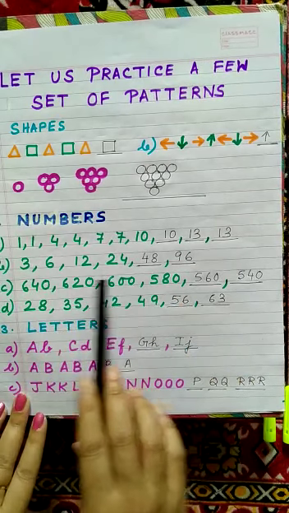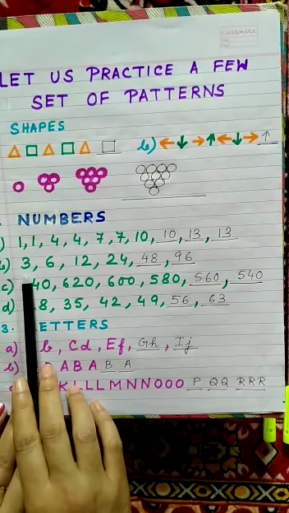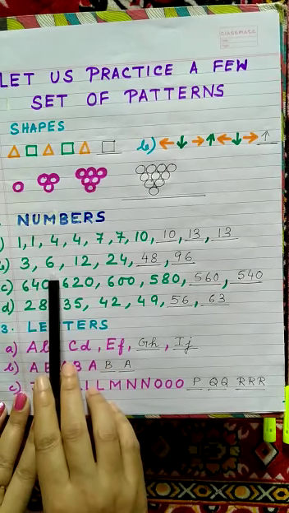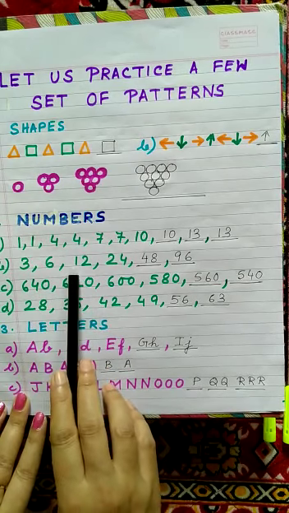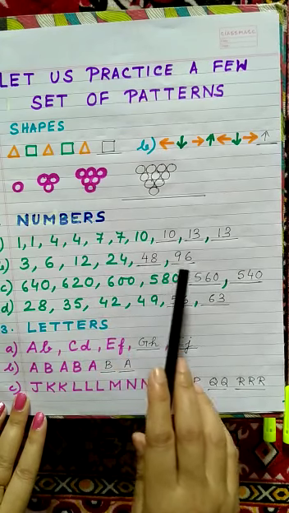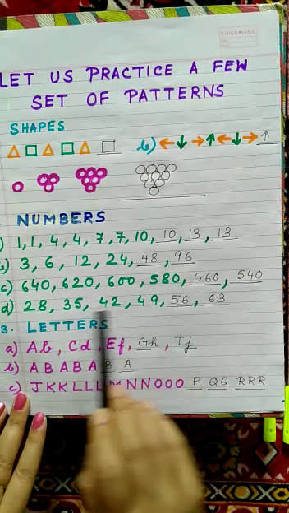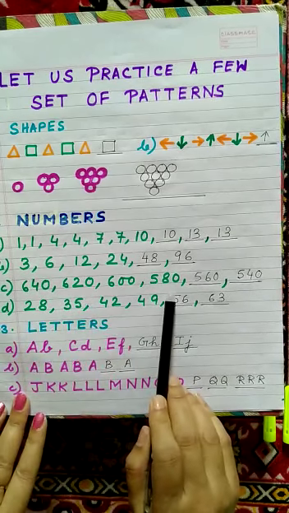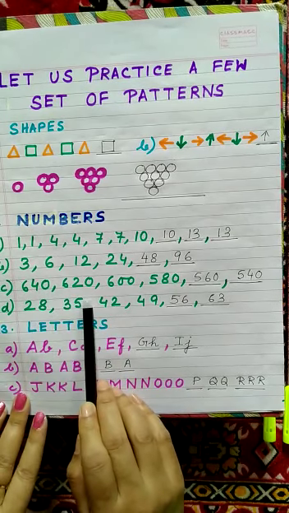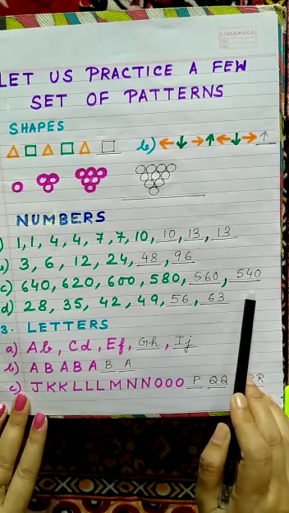The next set is 3, 6, 12, 24 and so on. This shows multiplication of the numbers by 2. 3 2s are 6, 6 2s are 12, 12 2s are 24, 24 2s are 48, 48 2s are 96. In the next order of numbers, it is a reducing pattern. It is reducing by 20 each time. 640, 620, 600, 580, 560, 540.